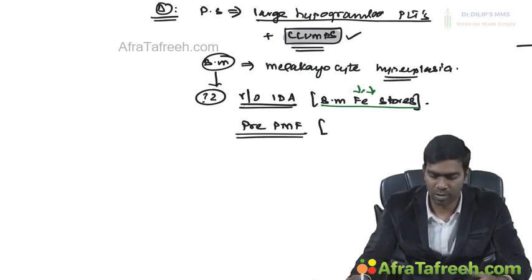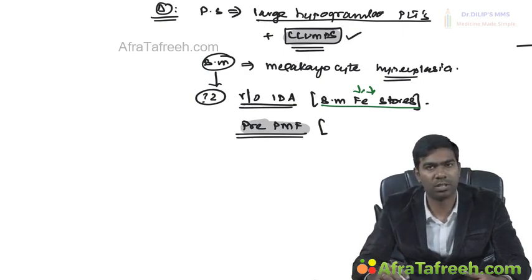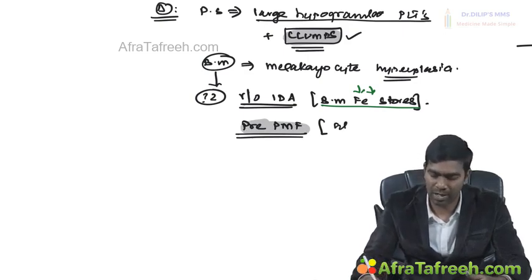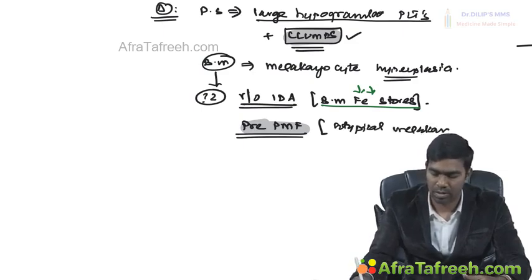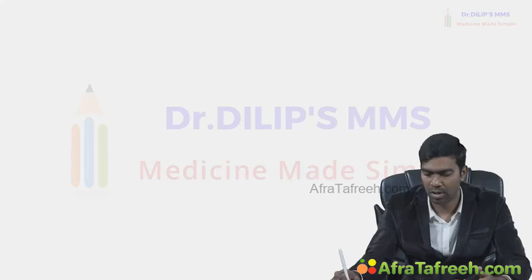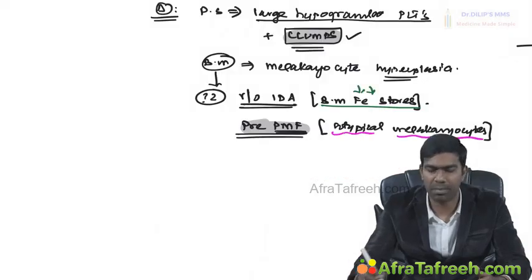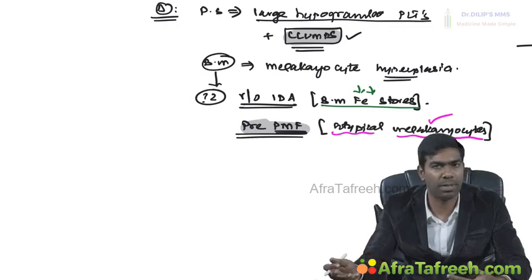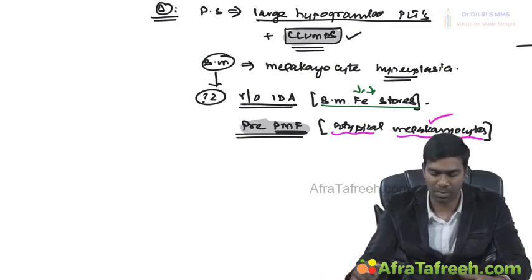Similarly, you have a clue for this pre-PMF. The clue for this pre-PMF is that your megakaryocytes will be atypical. Atypical megakaryocytes will be there. But remember, very little fibrosis will be there. It's a pre-PMF stage. It's not an actual PMF stage, it's a pre-PMF stage. So you won't see that much fibrosis, but this presence of atypical megakaryocytes along with thrombocytosis should give you an idea about this probable pre-PMF stage of a PMF. That's called the pre-primary myelofibrosis stage of a primary myelofibrosis.